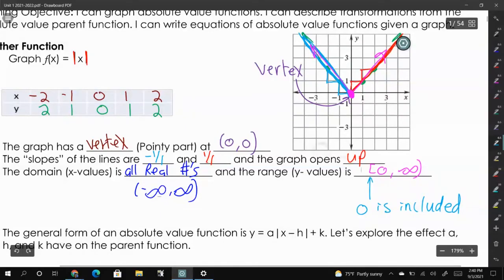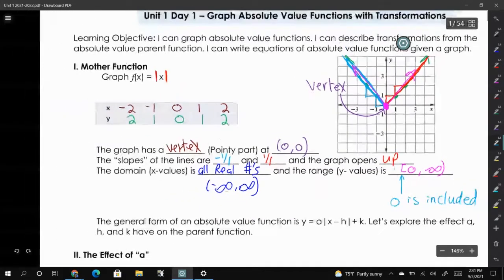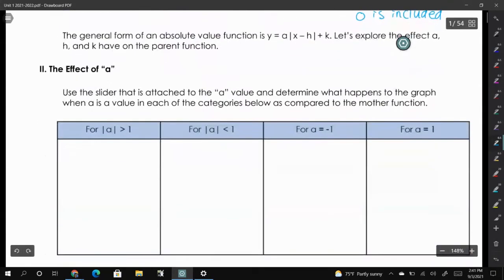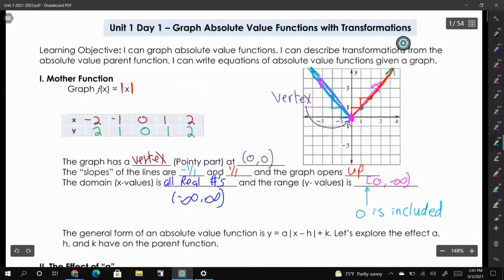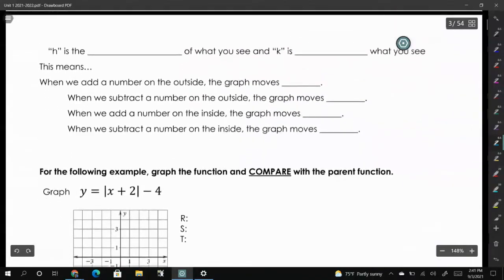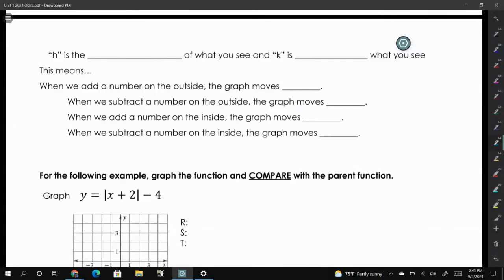Okay. So that's just some background information on what the absolute value function is. So go ahead now and open up the GeoGebra file and follow the directions down here. And once you get to the end, once you get to this part here, come back to the video and we'll summarize.